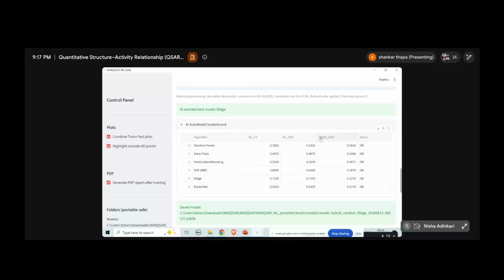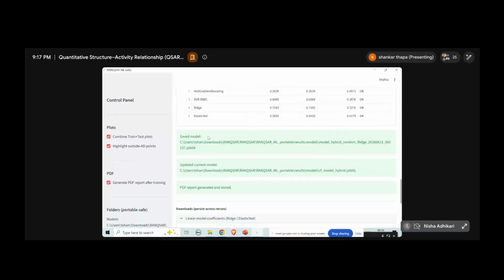This is root mean square error. This is actually good if the value is very small, like 0.01 or 0.1. So a low value of root mean square error is better. Among all these five models, AI is saying this RIS model is best. So we can go with this RIS model.